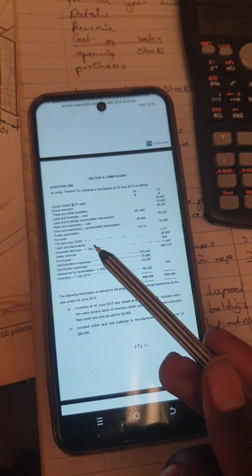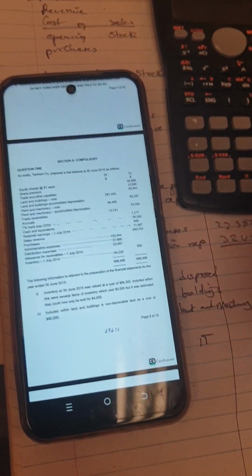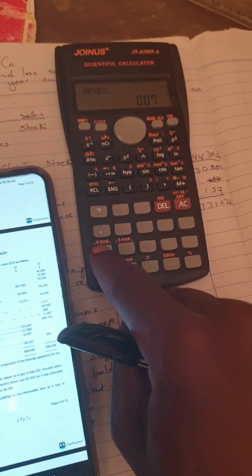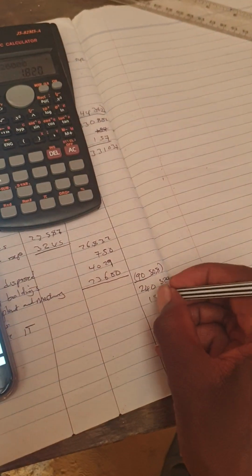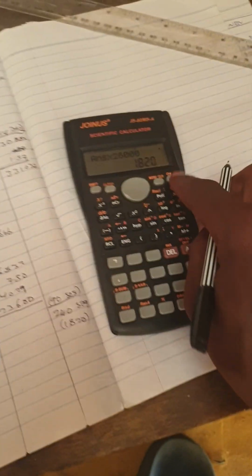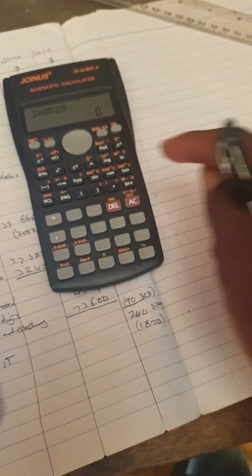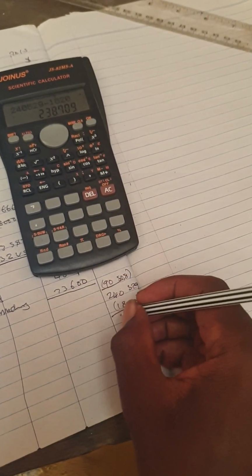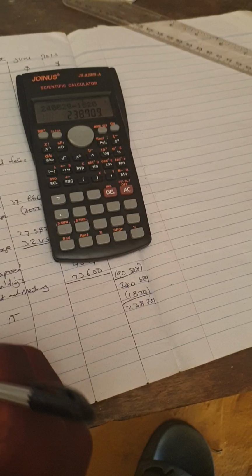On interest, we have this loan that was acquired. This company had to acquire a loan of 26,000. Now they're saying there's a 7%. That 7% is the interest which we're talking about here. We're not talking about the loan itself, but the interest on the loan. So 7% is 7 over 100 times the 26,000. So this is 1,820. We're going to remove the interest of 1,820. So it was 240,529 minus 1,820. We have 238,709 as our net profit before tax.